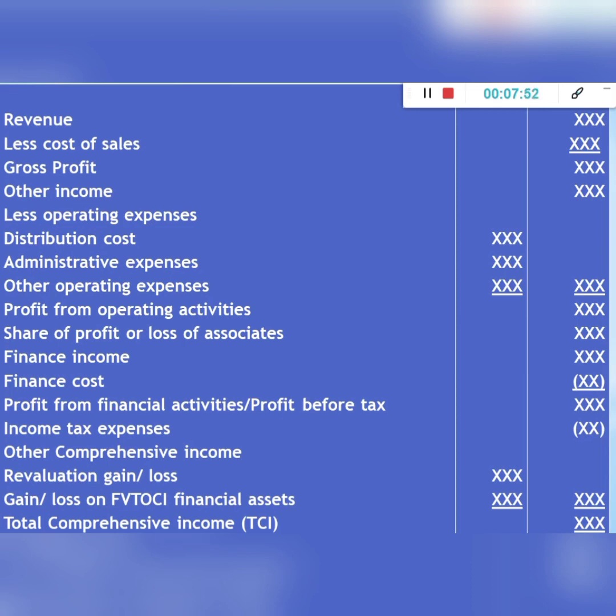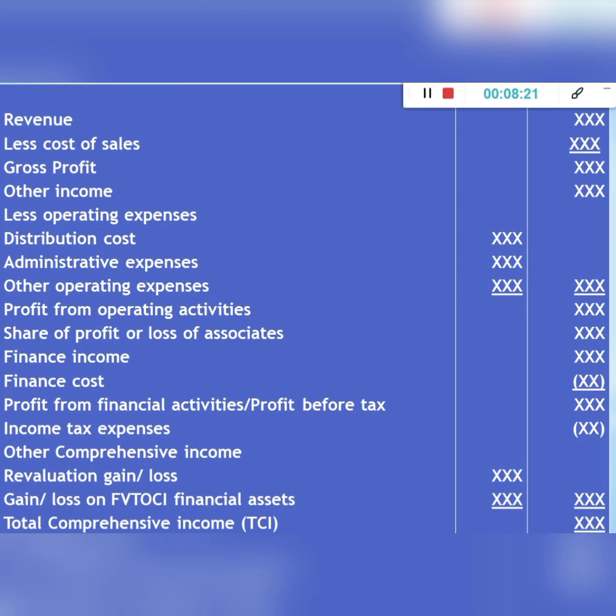Now here, if you cannot classify any of the expense into either distribution cost or administrative expense, we are expected to recognize that rather as other operating expense. So we find the aggregation of the amounts that we can classify under distribution cost and administrative expense, and then we treat them as well as other operating expenses. Once we do this, we subtract the operating expenses from our total income, and then we get our profit from operations or profit from operating activities.